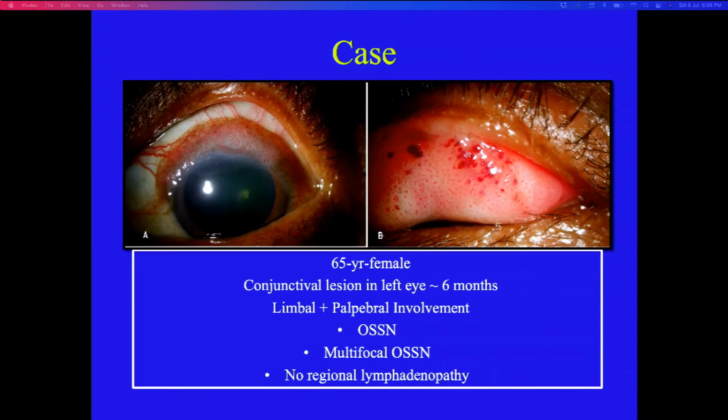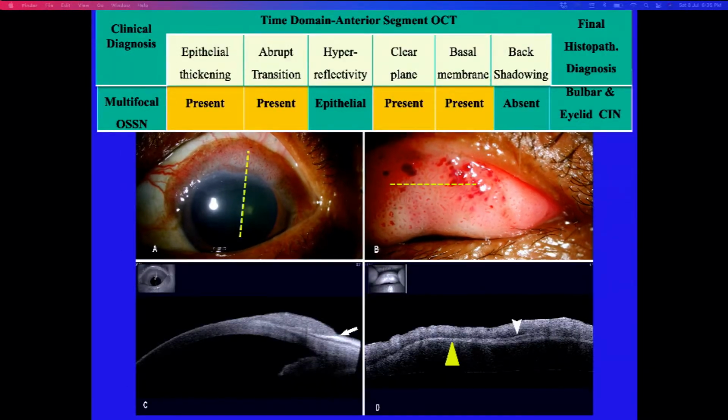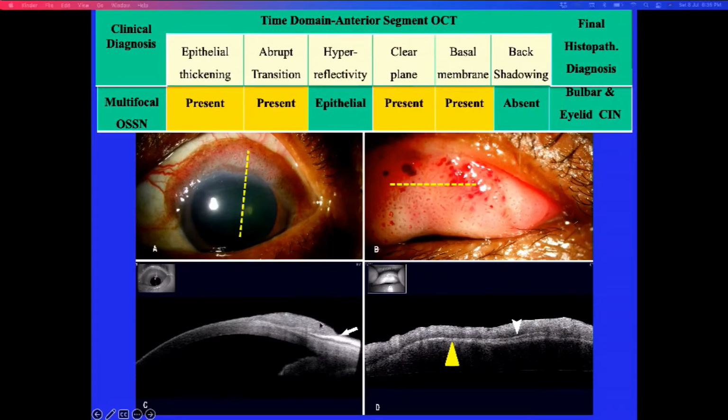Now this particular lady, we subjected to anterior segment OCT. So what do we get? Based on what we had, we looked at what the literature was talking about, changes that are there in anterior segment OCT. There were several things talked about. There was what was called an epithelial thickening. You can see it. So you see that there is an epithelial thickening.